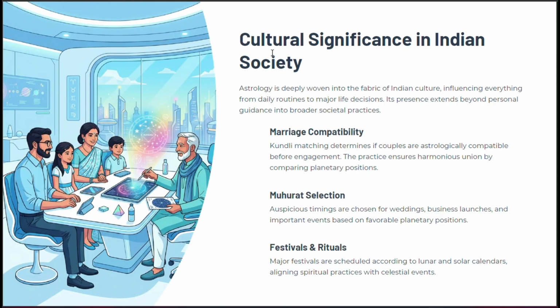Next comes the cultural significance. Astrology plays a major role in Indian culture and traditions. Many families use astrology for marriage compatibility, choosing auspicious timings called muhurat, and planning important events. Even festivals and rituals are often connected with lunar and solar calendars. This shows how deeply astrology is connected with everyday life in Indian society.